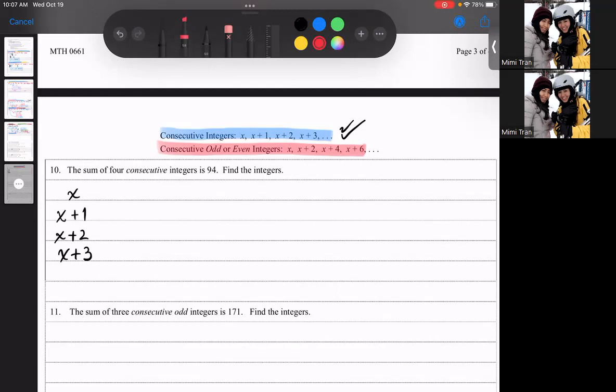And then it says the sum of those consecutive integers is 94. So what does this mean? It means x plus (x plus 1) plus (x plus 2) plus (x plus 3) equals 94. You don't have to use parentheses, but it's a good habit. x plus x plus x plus x, that's 4x. 1 plus 2 plus 3, that's 6.